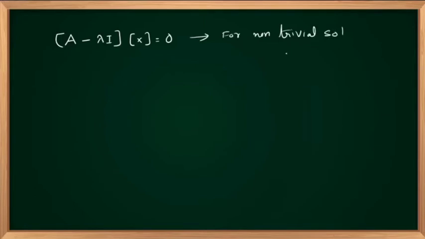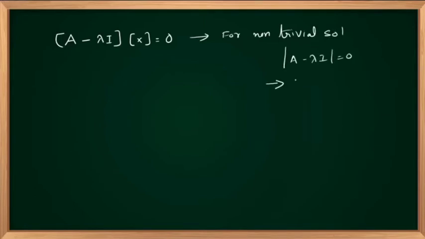In evaluating eigenvalues, I take the matrix A minus lambda I times the vector x equal to 0. This is the equation I start off with, correct? Then applying the homogeneous equations property, for this to have any solution other than x equal to 0, we need the determinant of A minus lambda I equal to 0. For non-trivial solutions, our requirement is that the determinant of A minus lambda I equals 0.